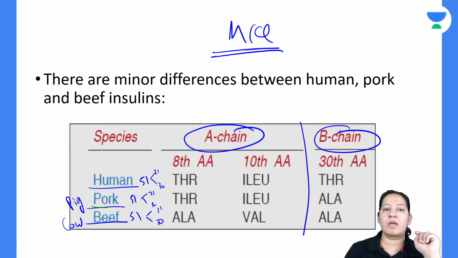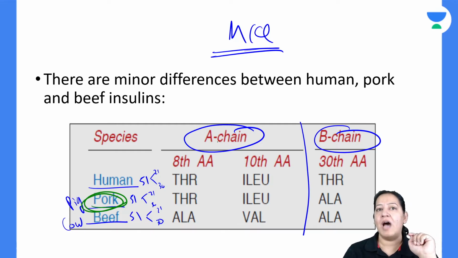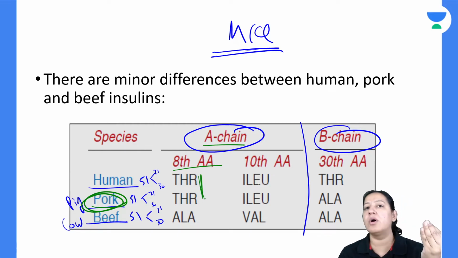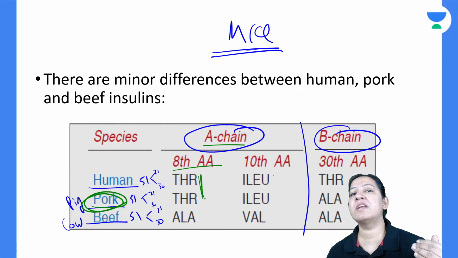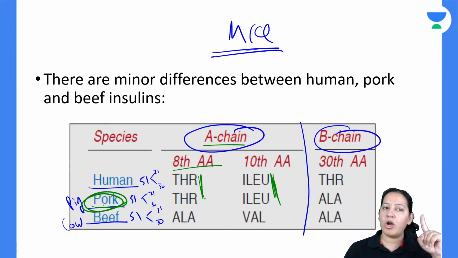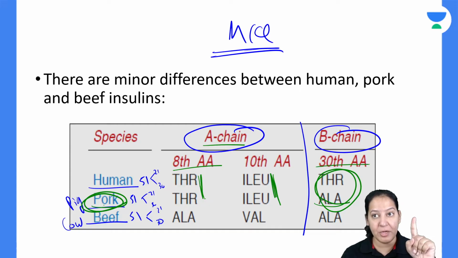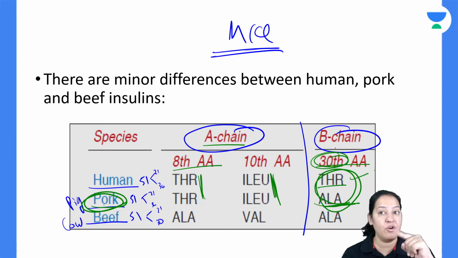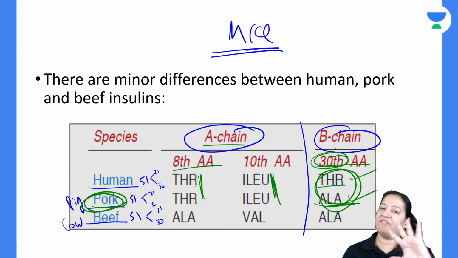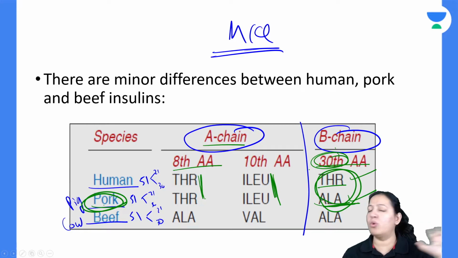Let me teach you pork insulin. In the pork insulin, the alpha chain's 8th amino acid is threonine. It is exactly same as that of human. Alpha chain's 10th amino acid is also same. So pork has only one difference, in the beta chain. Beta chain's 30th amino acid, the last amino acid, in humans is threonine, but in pork it is alanine. So only the beta chain's last amino acid, the 30th amino acid, is different. But alpha chain is exactly same. There is no change in alpha chain.